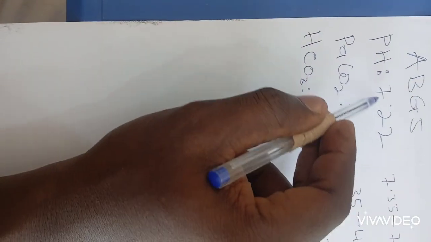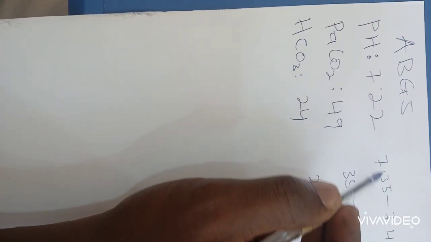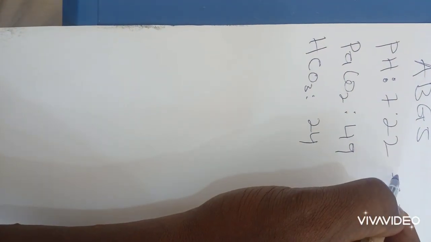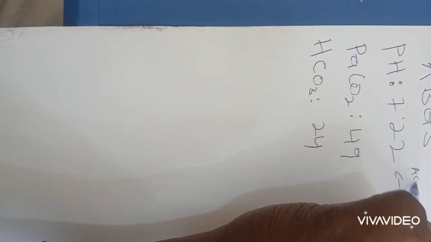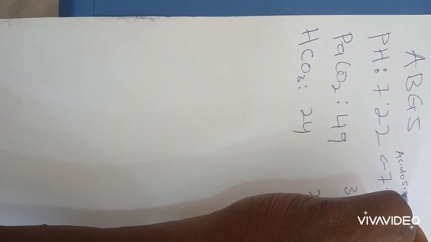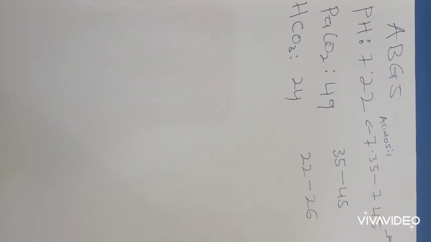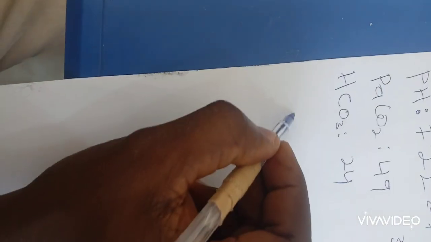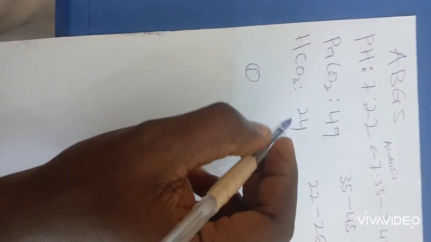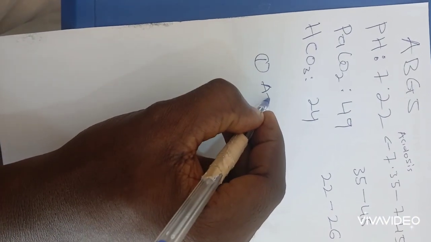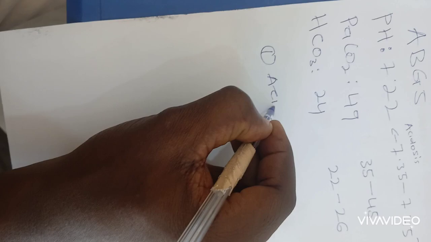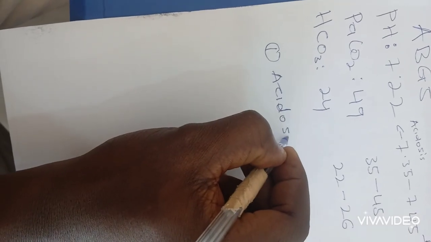Now, anytime that you see the 7.22 here, it means it's low. Low pH means what? Acidosis. And high pH means what? Alkalosis, in that order. Now, so the first one is that the pH means what? It's acidosis. This pH, low pH means acidosis.